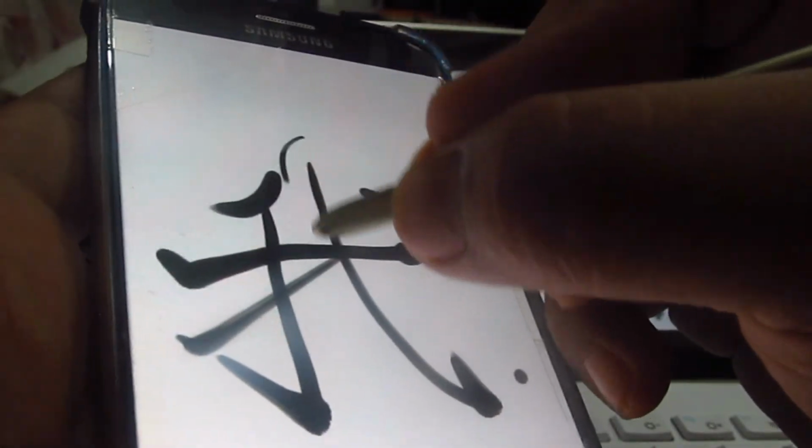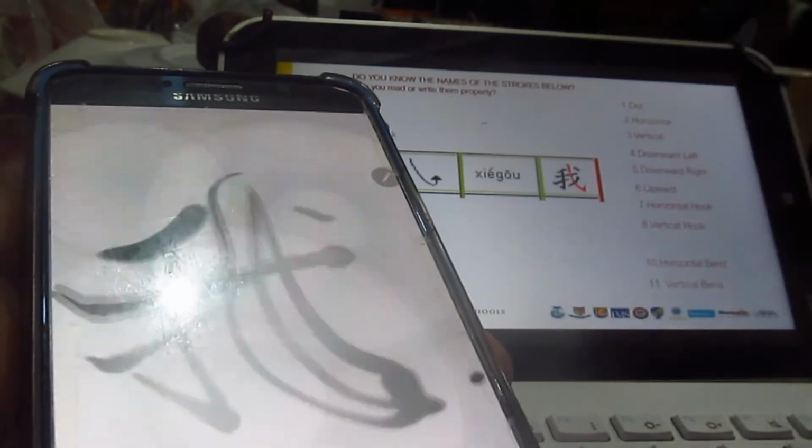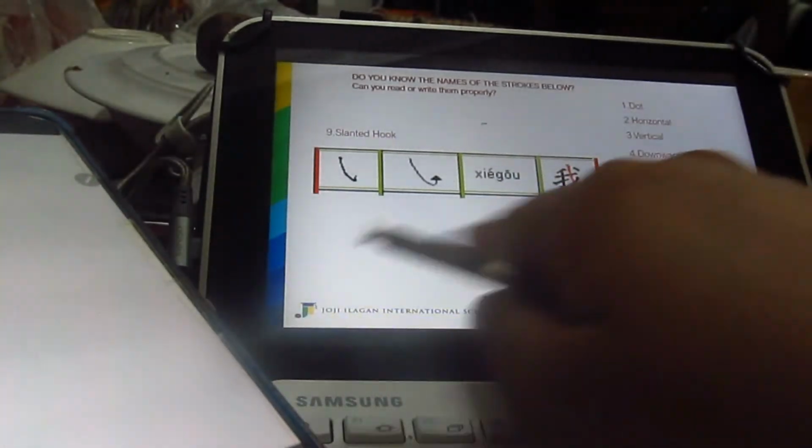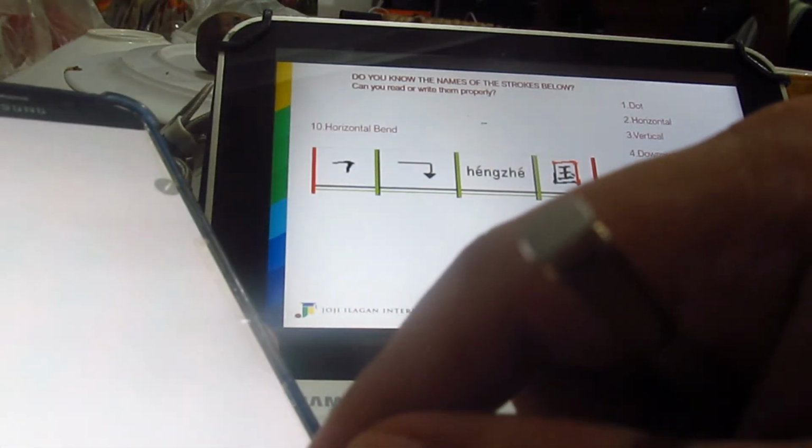So this part of wo is the xiegou. Okay, so that's the slanted hook stroke. Now let's go for the horizontal bend, or hengzhe. So hengzhe is just writing a horizontal line, then a vertical line.